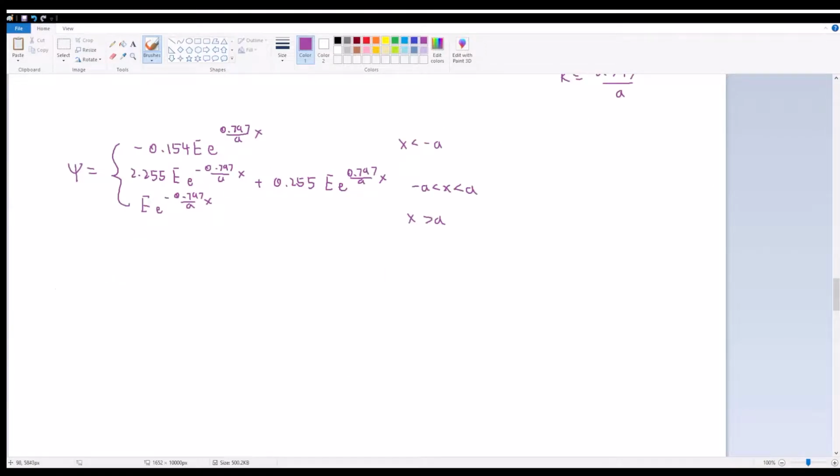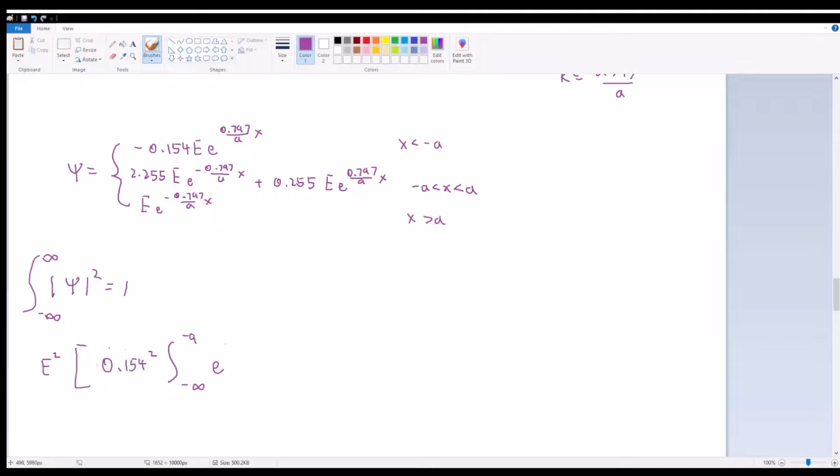Okay, at this point, we're going to do normalization now. So we have the requirement that the magnitude of psi squared, integrated from negative infinity to positive infinity, has to equal 1. So what this tells us is that, let's see, 0.154 squared times e squared times the integral. In fact, you know what? I'm just going to distribute out all of the e's to make this a little bit easier on myself.